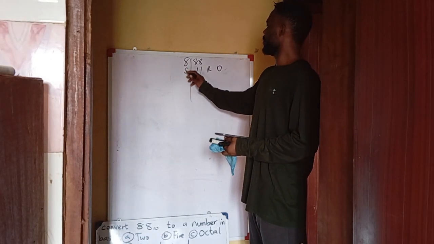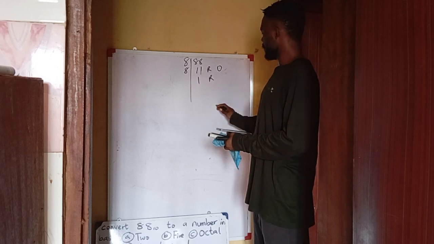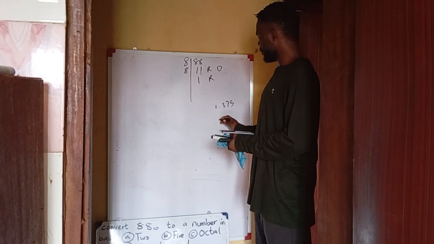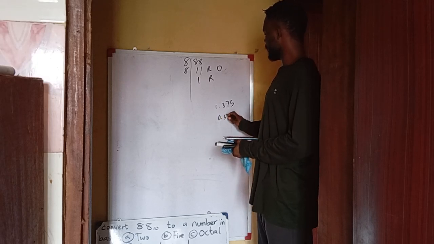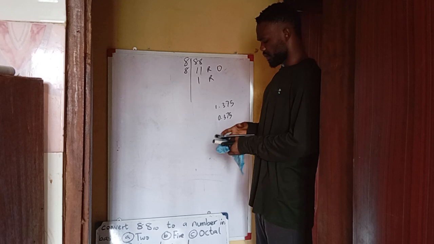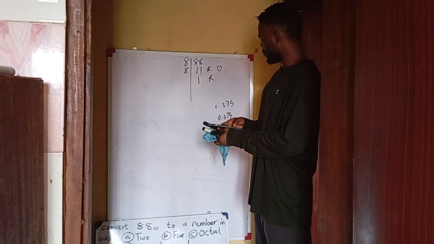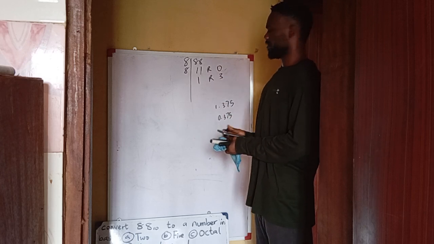Then I do it again: 11 divided by 8 gives 1, remainder. On my calculator I see 1.375. That 0.375 is the same as saying 0.375 times the base, which is 8. I get 3, remainder 3.